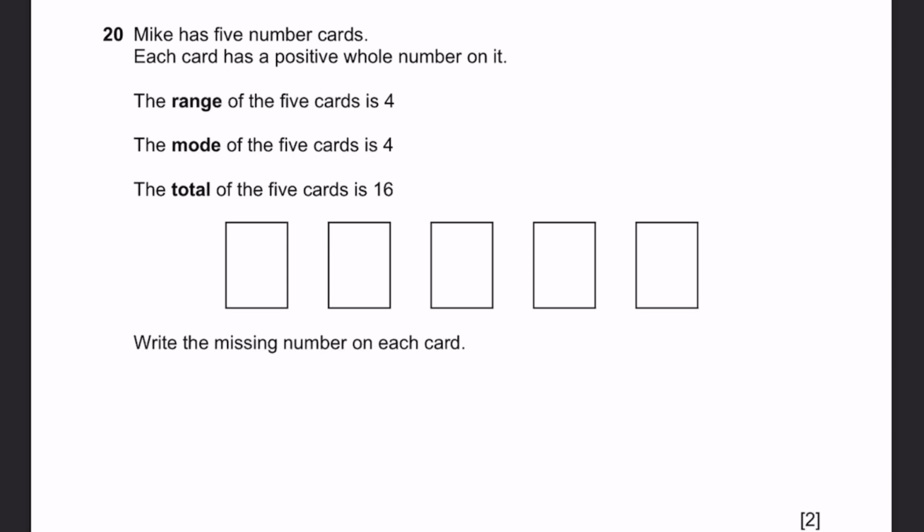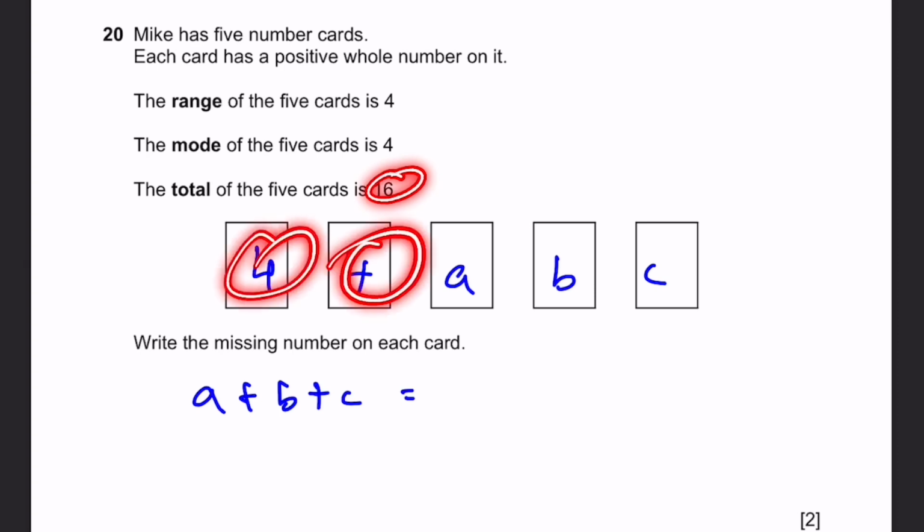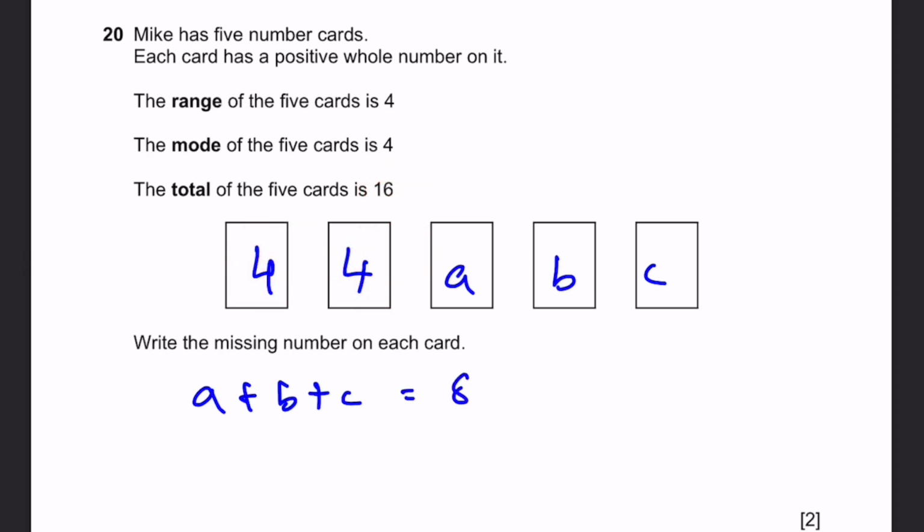First thing we can see is the mode of the 5 cards is 4. That means there are at least 2 of these cards. So we can make 2 4s over here. Let's label the other 3 cards as A, B, and C. The total of the 5 cards is 16. So what's A plus B plus C? That's equal to 16 minus 4 minus 4, which is 8. Let's assume that A is the least and C is the greatest out of A, B, and C. B is in the middle.